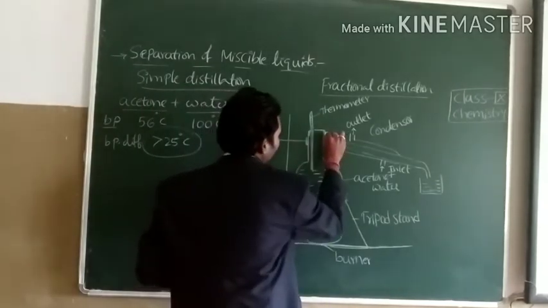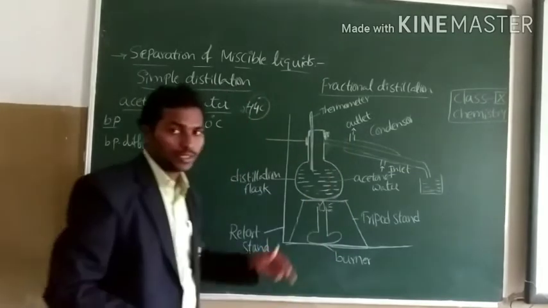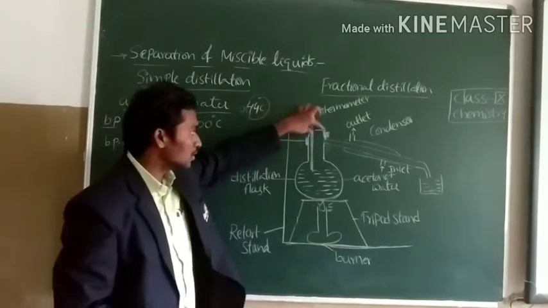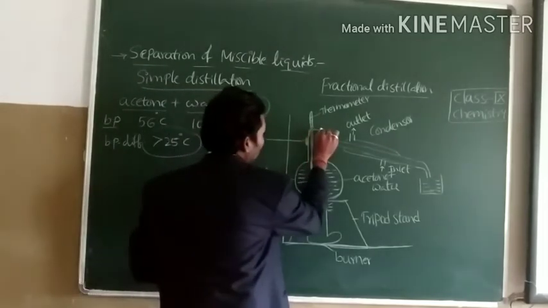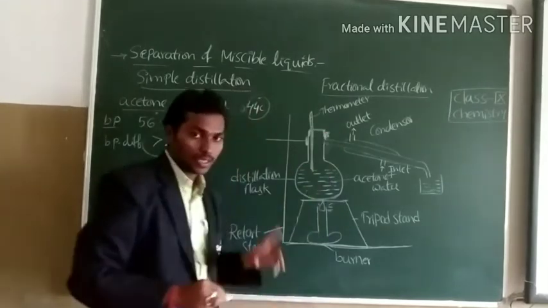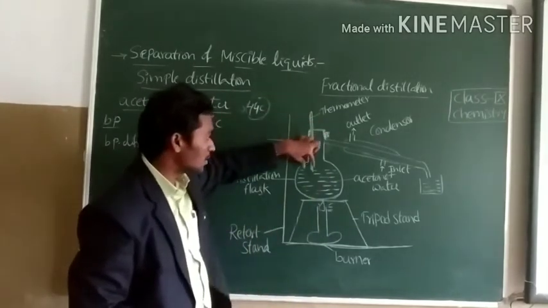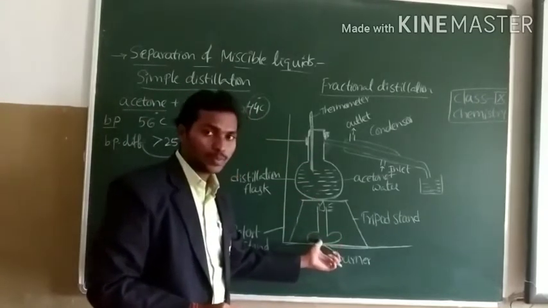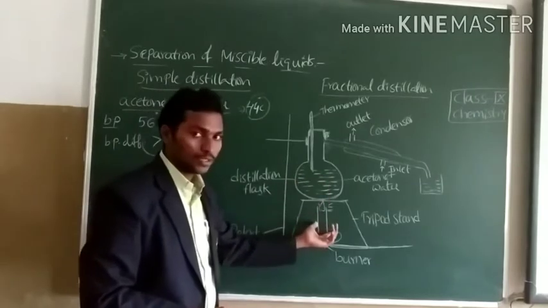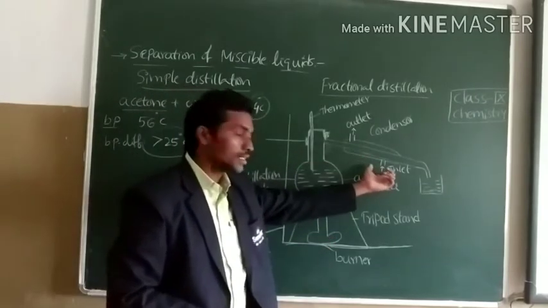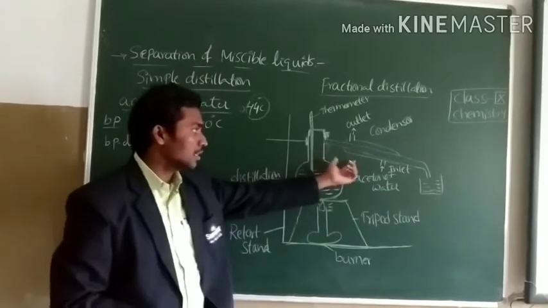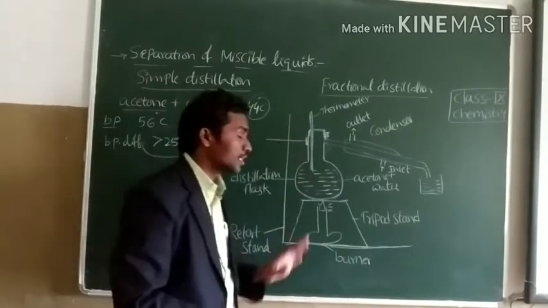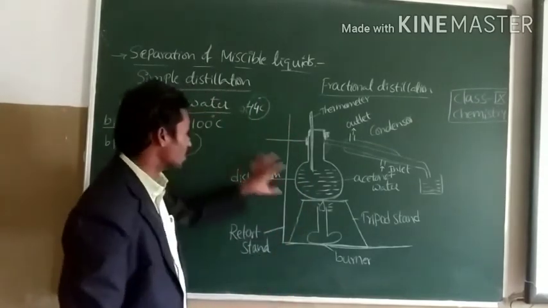of the retort stand. We have fixed the distillation flask to the retort stand and we have closed the mouth of the distillation flask with a cork which has one hole. Through the hole, we have inserted a thermometer, and with the help of a Bunsen burner or spirit lamp, we heat the liquid mixture, and we have inserted a condenser. At the other end of the condenser, we put a beaker. It's the experimental arrangement of the simple distillation technique.